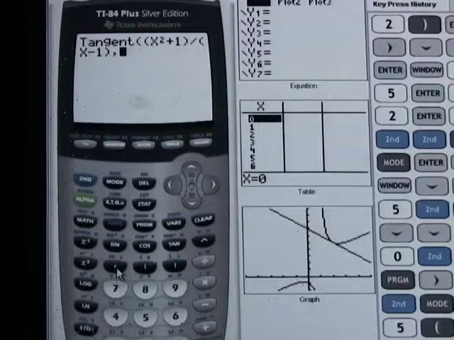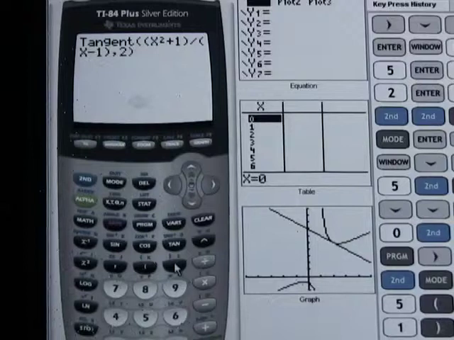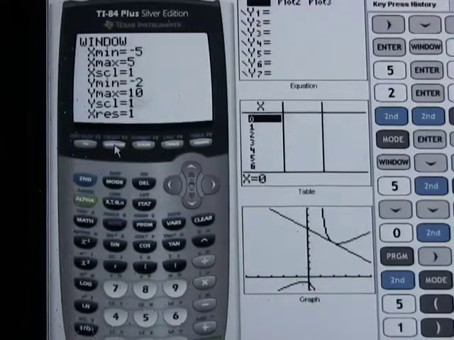Now put a comma, and then we want this at x equal to 2. So simply after the comma, have a 2. And end the parenthesis, and then enter. Well, you also need to adjust the window so that you get the graph on the window. Now, watch the window I have set. X minimum -5, X maximum 5, X scale 1, Y minimum -2, Y maximum 10. And that window is, I think, good enough.